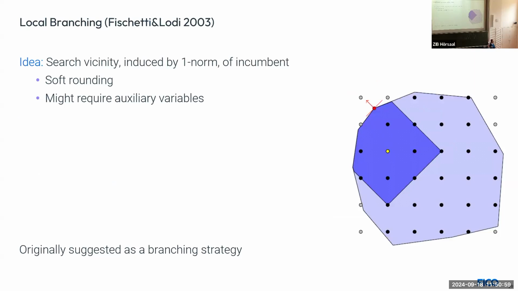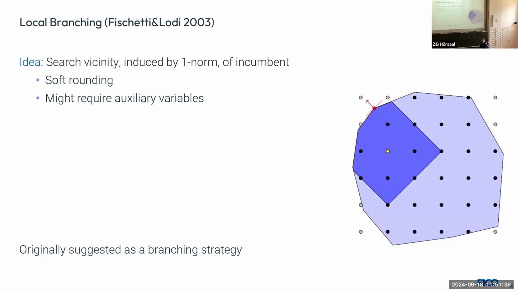Local branching is maybe the one that's closest to a local search algorithm, because you actually try to search something like a k-neighborhood of a feasible solution. But you don't do this explicitly. You do this by adding a constraint. In the binary case, that's pretty easy. That's a single knapsack-type constraint, where you just require that the number of changes in the binary variables is less than k.